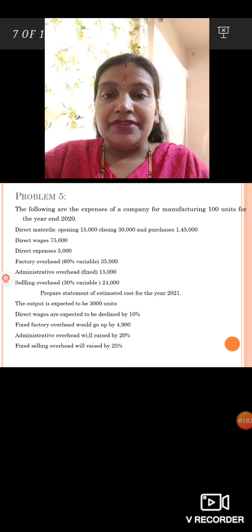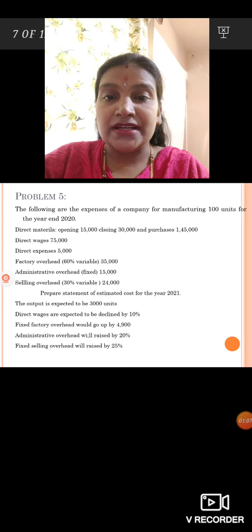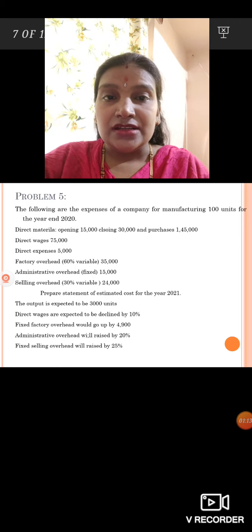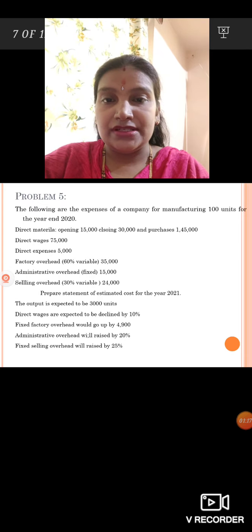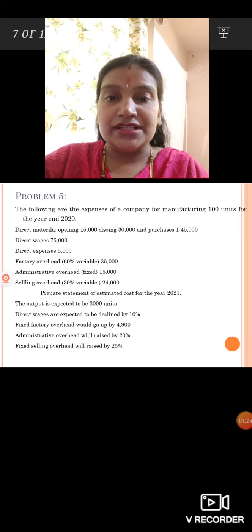Prepare a statement if it is estimated for the year 2021. The output is expected to be 3,000 units. So now, in the current year, how many units are we producing? It is 100 units, sorry, 1000 units. For next year you have planned to produce 3,000 units. For the current year it is 1,000 units, remember. For the next year it is 3,000 units.